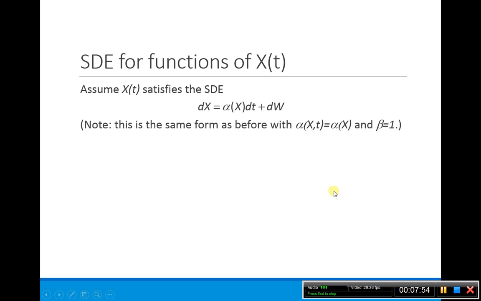Sorry about that. Okay, so stochastic differential equations have this form, and this is a special case in which alpha is just alpha of x and doesn't depend upon t, and beta is 1. So assume that we have this form. Then what stochastic differential equation does a function of x satisfy? Basically, assume x satisfies this stochastic differential equation. Then what stochastic differential equation does some function of x satisfy?